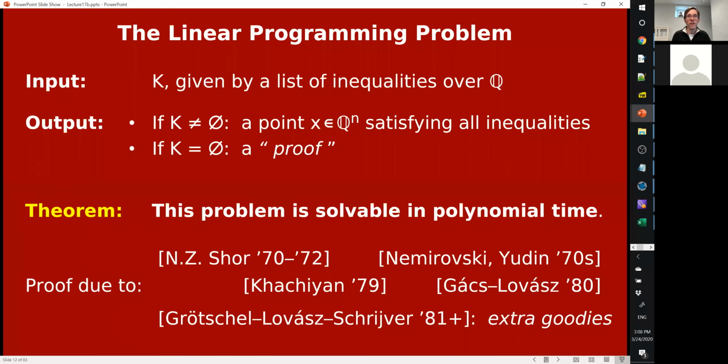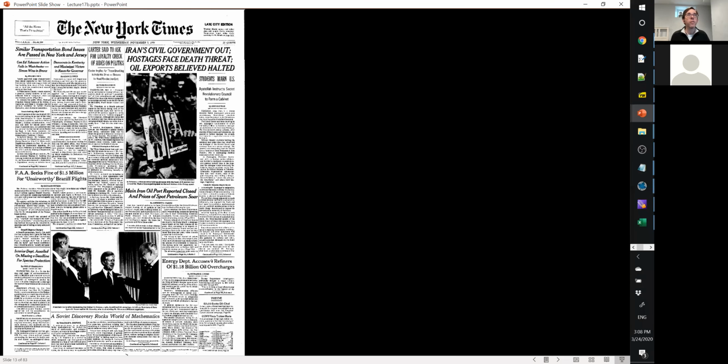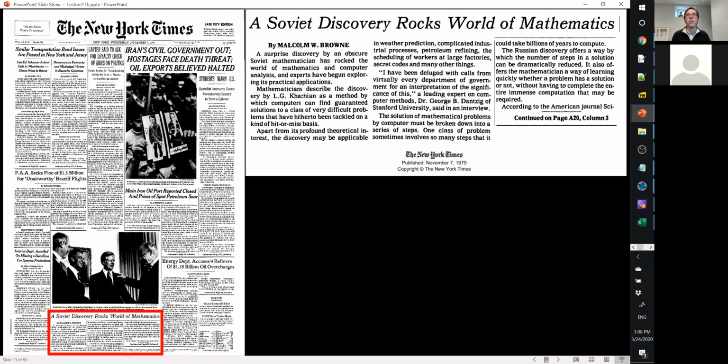I just want to briefly say that it's funny to think about, but it was 40 years ago. It was really big news back then. So this is the front page of the New York Times in November, December 1979. You can see down here, it was front page news. A Soviet discovery rocks the world of mathematics. It was about Khachiyan's paper. So you can take a look at these slides afterwards.